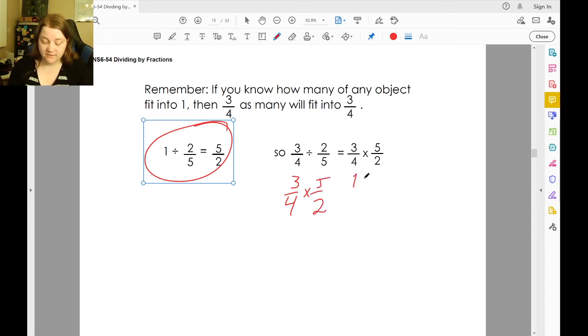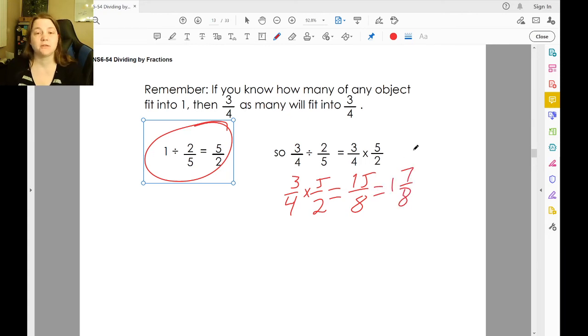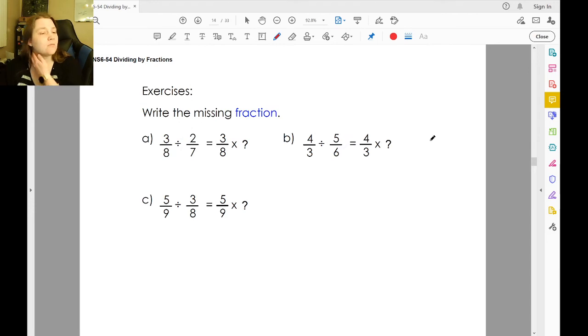3 times 5 is 15. 4 times 2 is 8. That's our answer. You can turn 15 over 8 into 1 7/8, and that would be the most proper answer.